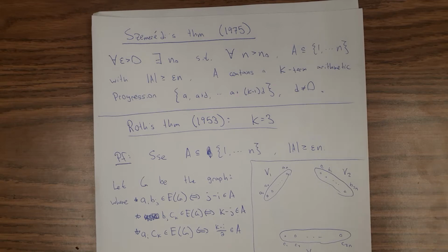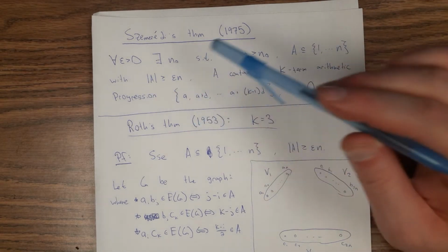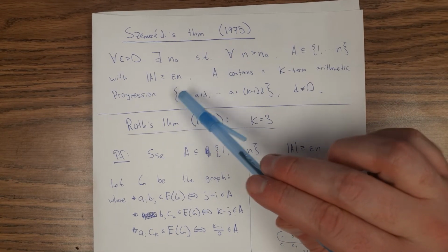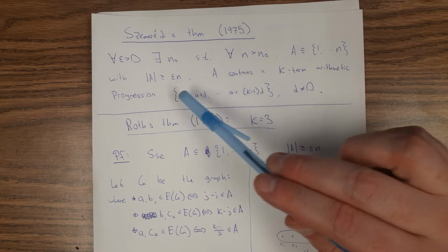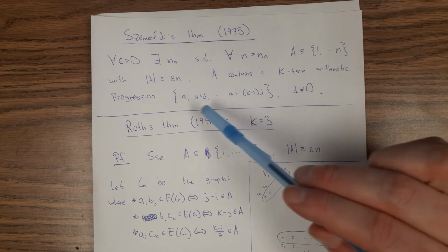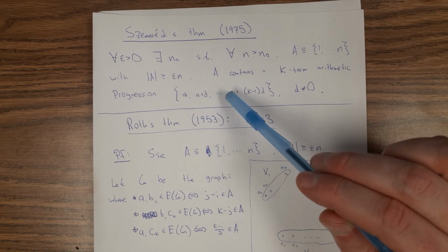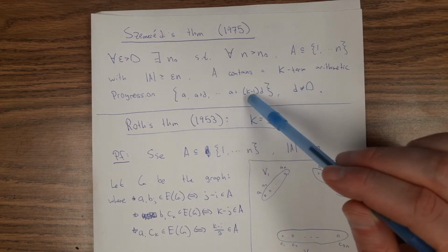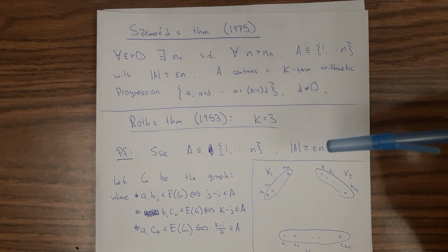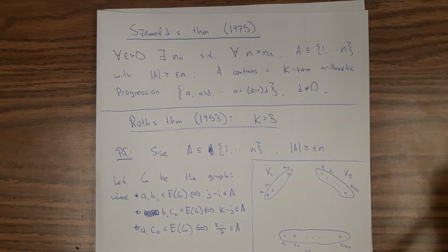And the conclusion is that A contains a k-term arithmetic progression, which is something that looks like this. It looks like a number a, and then you have k numbers that are equally spaced, like the difference is always d. So you have a plus d, the next one would be a plus 2d, a plus 3d, all the way up, so that you have a total of k of them. Of course, if d were 0, that would be trivial, so assume d is not 0.